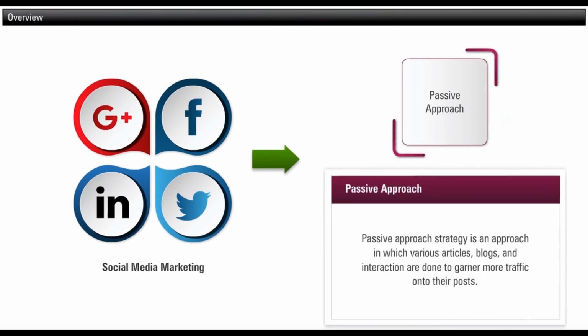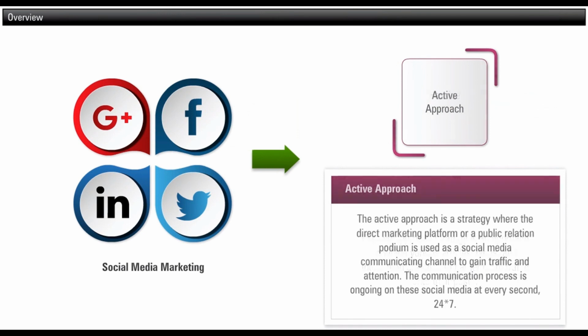Passive approach strategy is an approach in which various articles, blogs, and interaction are done to garner more traffic onto their posts. The active approach is a strategy where the direct marketing platform or a public relation podium is used as a social media communicating channel to gain traffic and attention. The communication process is ongoing on these social media at every second, 24/7.